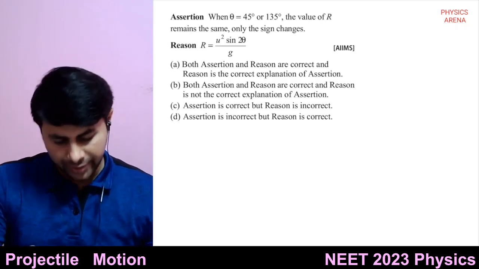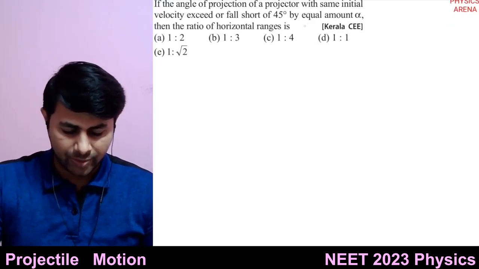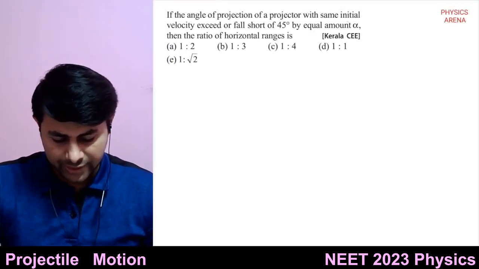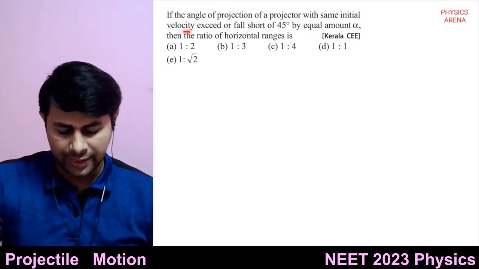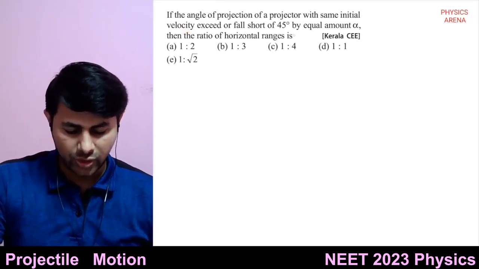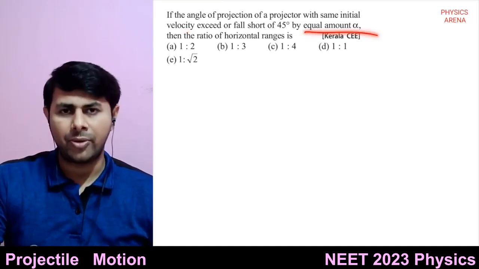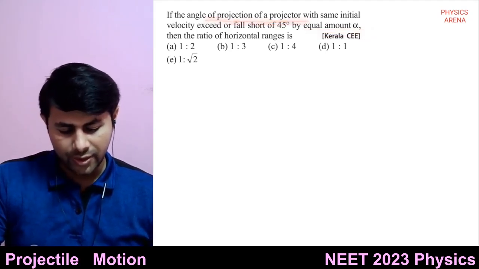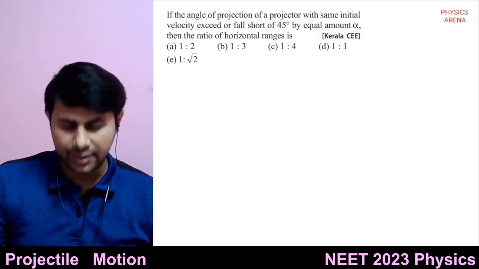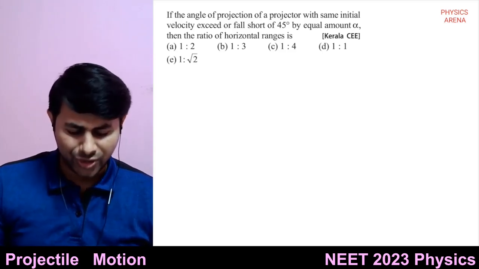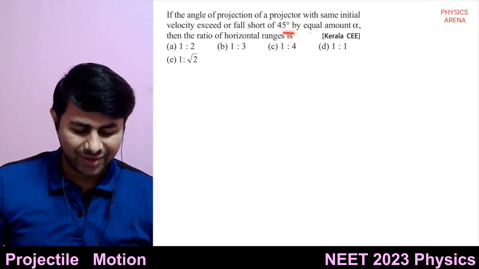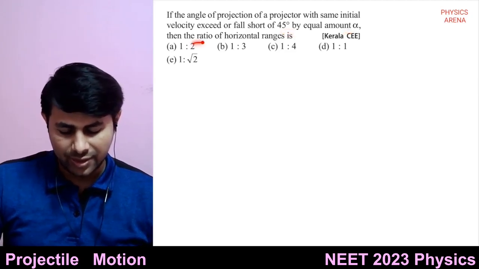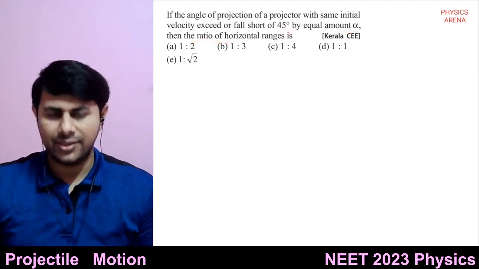Option A, right. Next question: if the angle of projection of a projectile with the same initial velocity exceeds or falls short of 45 by an equal amount alpha, then the ratio of horizontal ranges is?